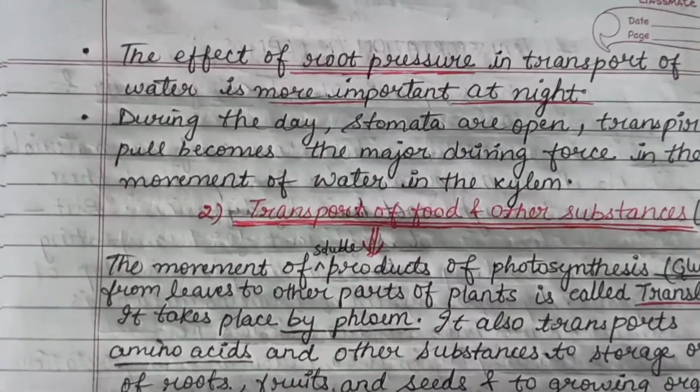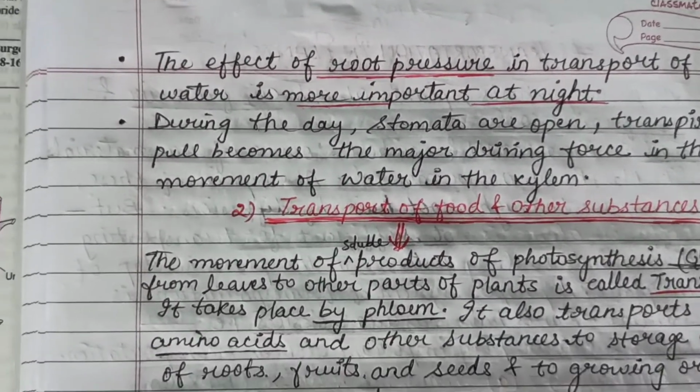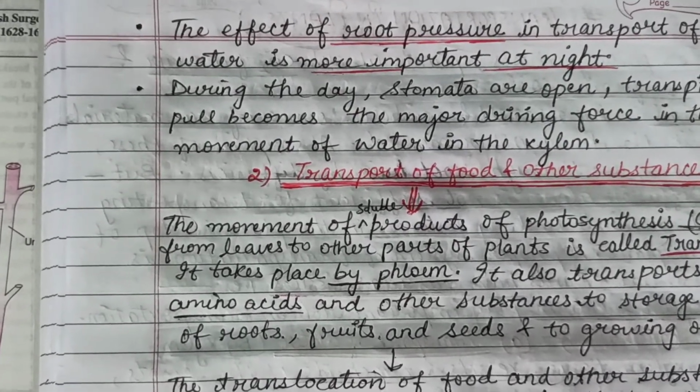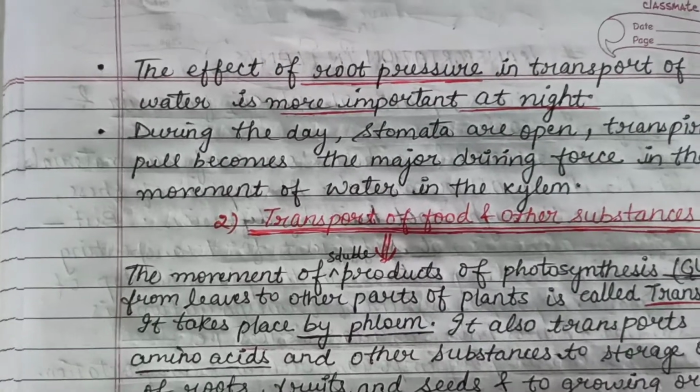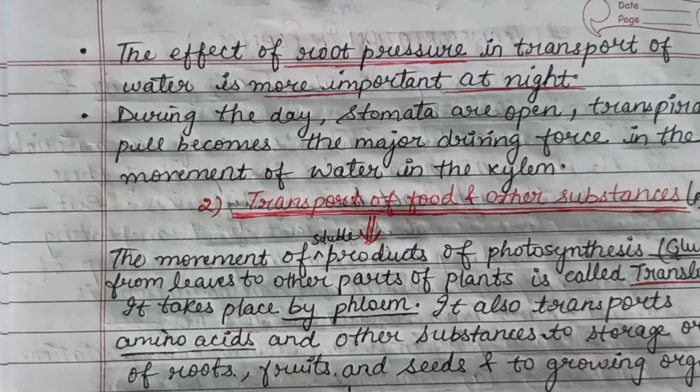Next, the effect of root pressure in transport of water is more important at night. During the daytime, stomata are open and transpiration pull becomes the major driving force in the movement of water. So in this way, water gets transported in the plant.